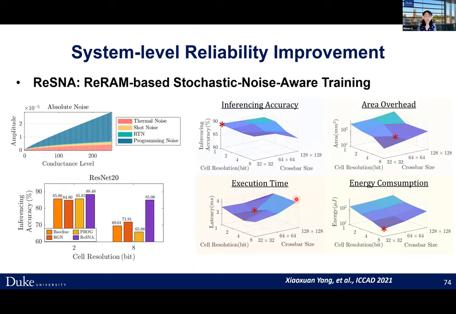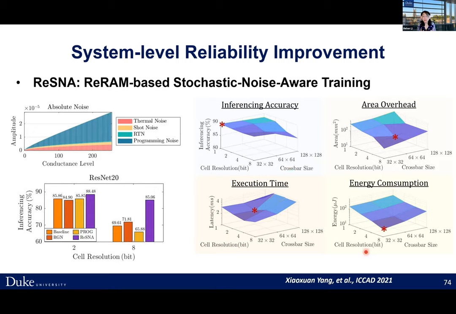So what we do over here is, if we apply our proposed RM-based stochastic noise-aware training, we are able to obtain better inference accuracy even under the same configuration. However, through the analysis, we also find that the design trade-off doesn't lead to a global optimal design configuration. For example, if we aim for the best inference accuracy versus the best energy consumption, the design configurations in terms of, for example, cell resolution and crossbar size are different, okay?